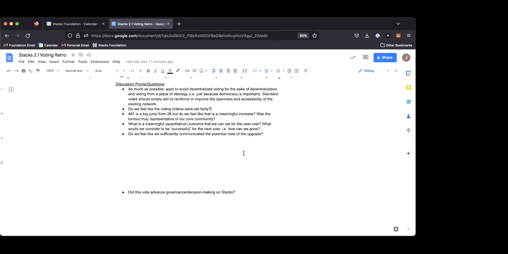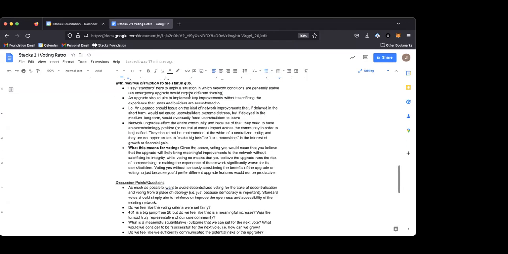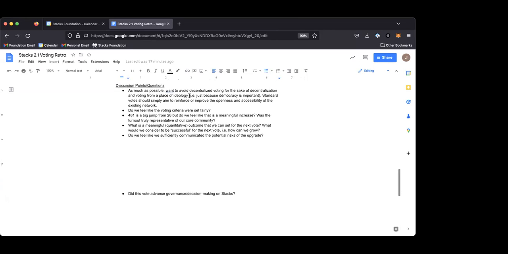So maybe we can talk a little bit about that. I have some questions here that we can go through in whatever order the folks feel compelled to discuss them. So the first point I just want to make is that, based on everything we just talked about here, what I'm trying to avoid as much as possible is just doing decentralized voting for the sake of decentralization, and also voting from a place of ideology.